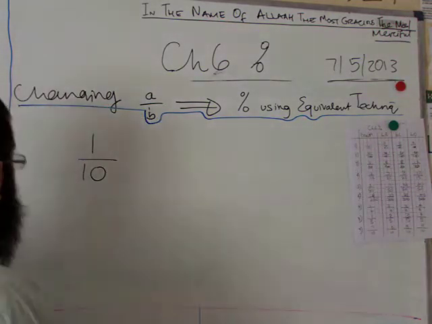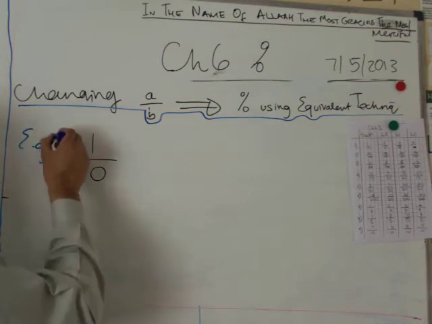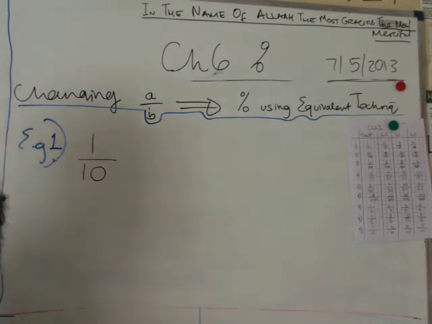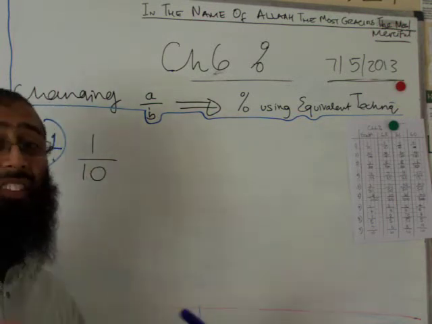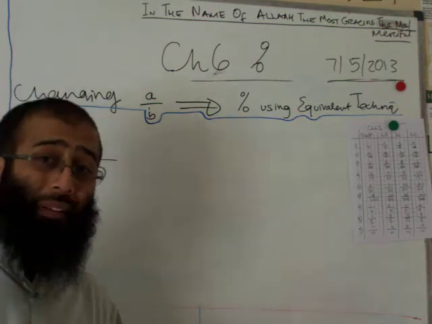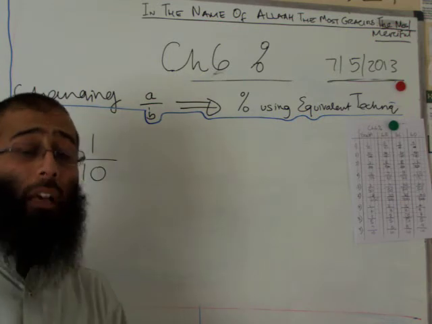Okay, here's our first example. Example number one. We have 1/10. So in a SAS question, you have a fraction like 1/10, 3/10. We need to change it into a percentage. Let's look at how we do that kind of question.